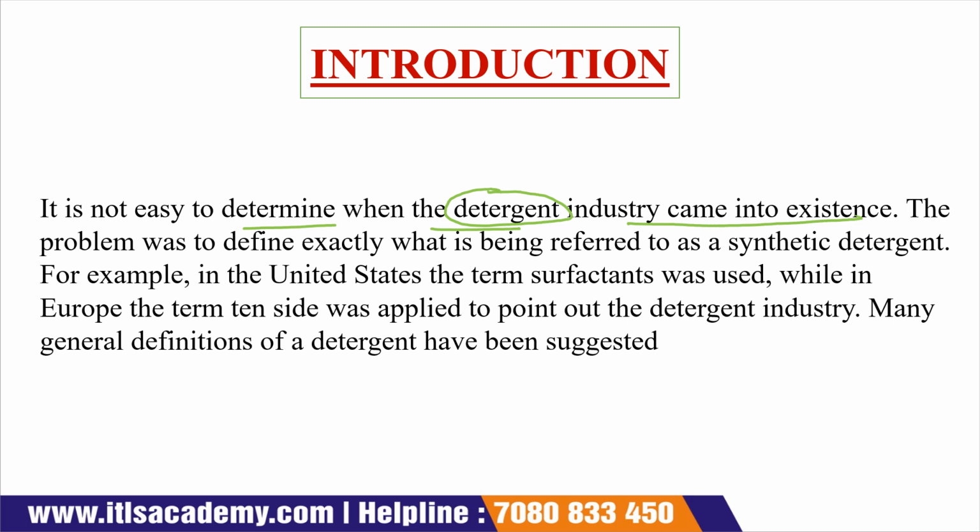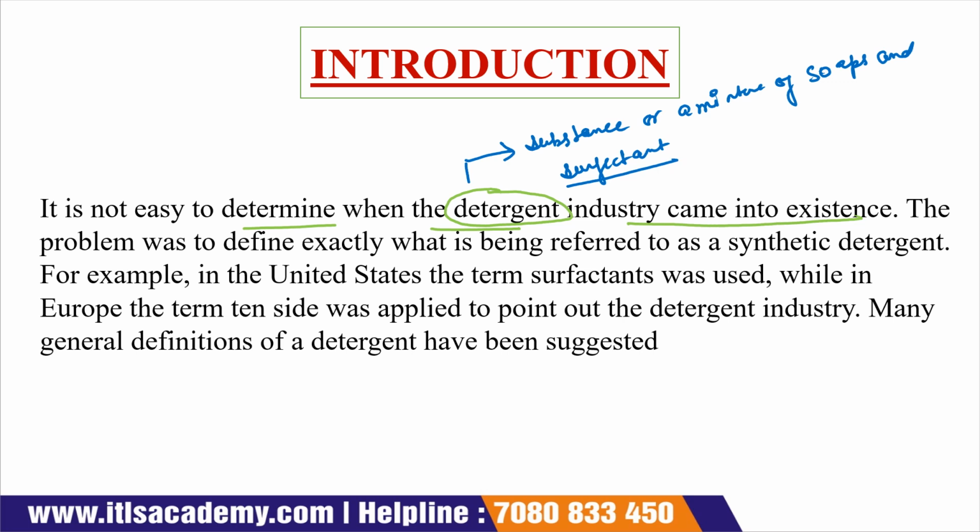Basically, these detergents are substances or a mixture of soaps and surfactants. About the surfactants we will discuss in the next lecture. Here we are only focused on the detergents. So detergents are defined as substances or a mixture of soap and surfactants which are used for cleaning and washing.